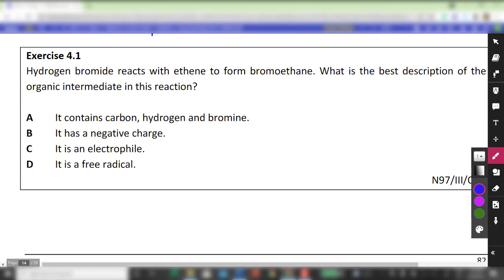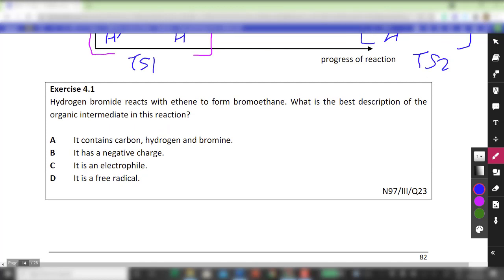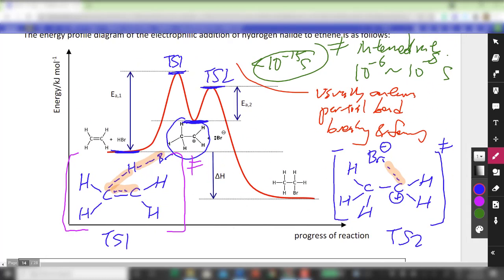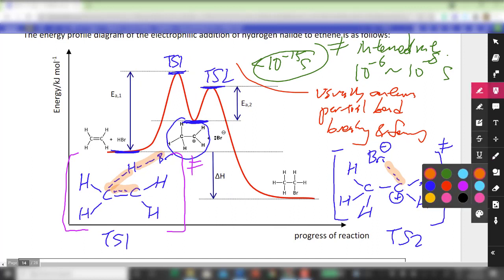Okay, so we have the next exercise, 4.1. It was being asked, hydrogen bromide reacts with ethene to form bromoethane. What is the best description of the organic intermediate in this particular reaction? Okay, so let's look at the top. Your organic intermediate is the one I'm going to highlight in yellow. So this is the organic intermediate.